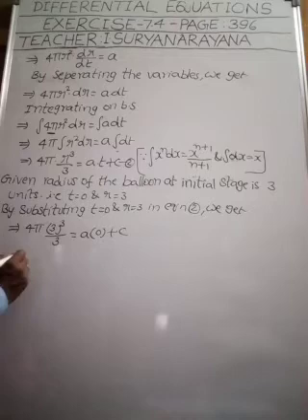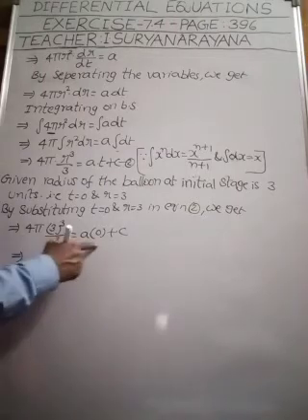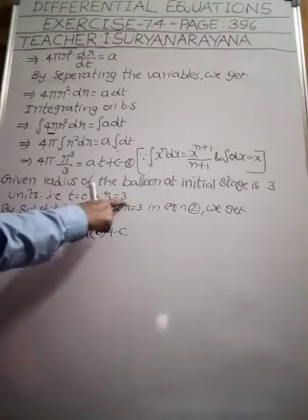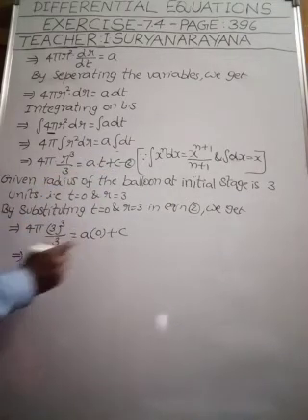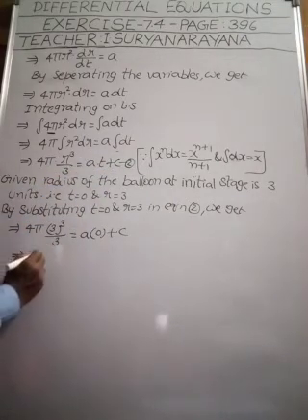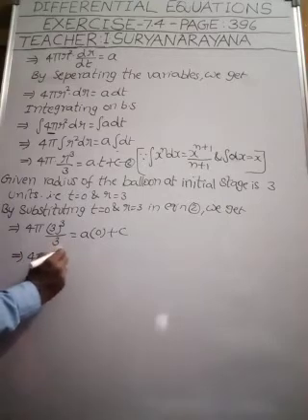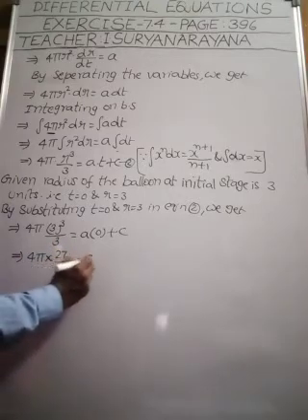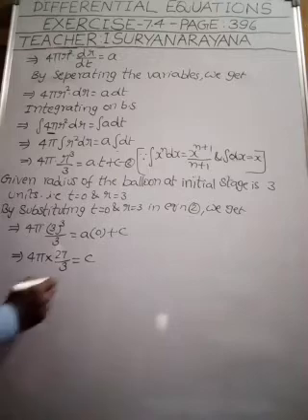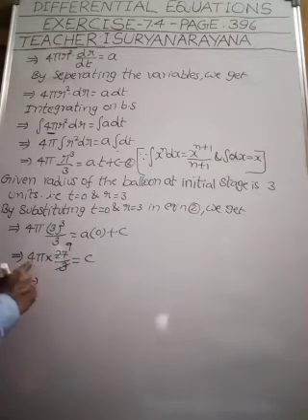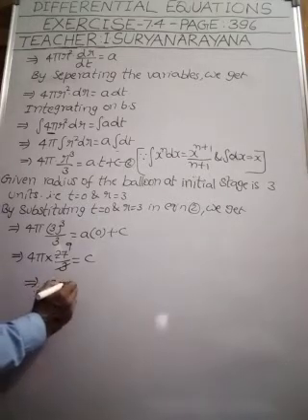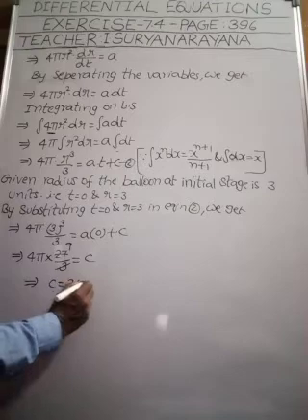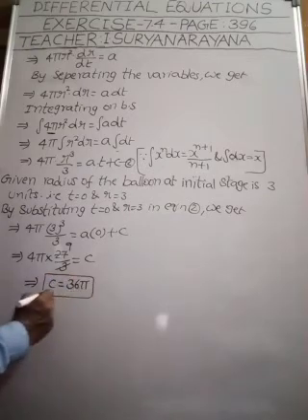Understood this step, my children? By substituting t is equal to 0 and r is equal to 0 in this equation 2, we get this step. Then what will we get? 4π into 27 by 3 is equal to c. 3 once is 3, and 3 nines are 27. 9 fours are 36π. So c is equal to 36π. So we got the c value.